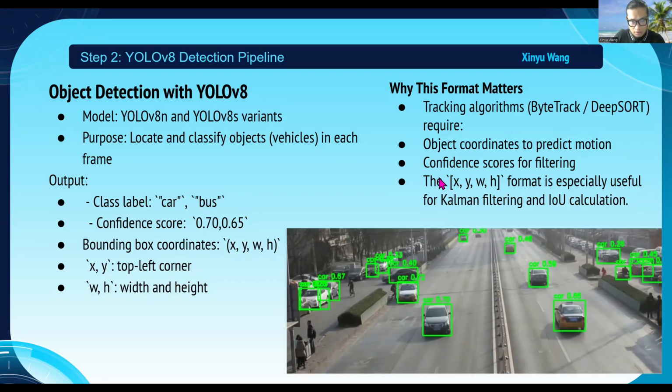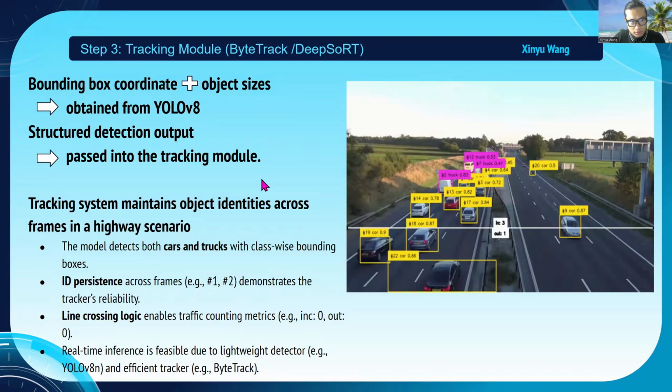Because tracking algorithms such as ByteTrack or DeepSort all require the object coordinates to predict motion, and also the confidence score for the detection, and the X, Y, W, H. This format is especially used for the Kalman filter and the IOU calculation. So for the third step, we have the tracking module.